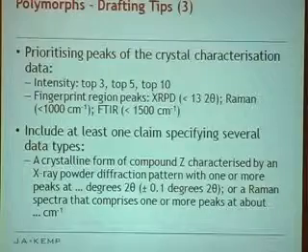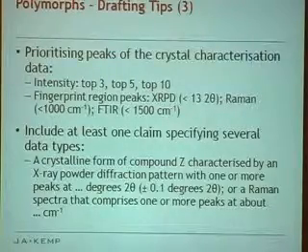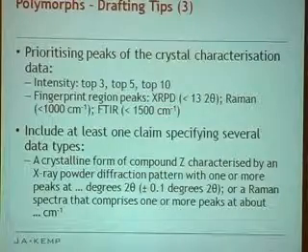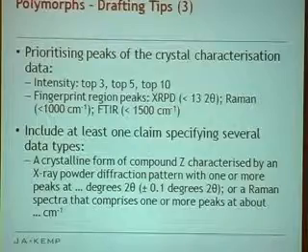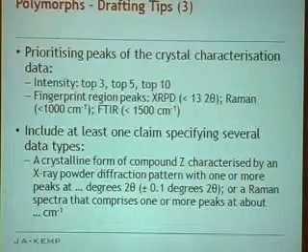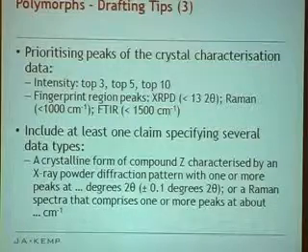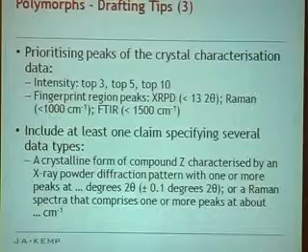Don't say it's got to have an XRPD spectrum like this and an FTIR spectrum. You can use the and/or language or the or language. So a crystalline form of compound Z characterized by the XRPD pattern with one or more peaks, etc., or a Raman spectra, or an FTIR spectra. So you can put them in as alternatives and then build them up if necessary afterwards.